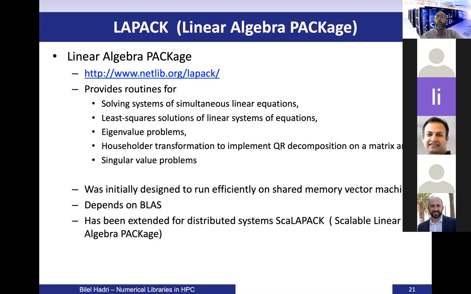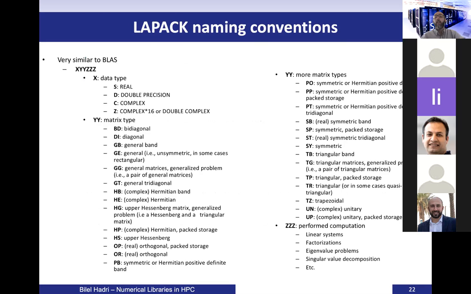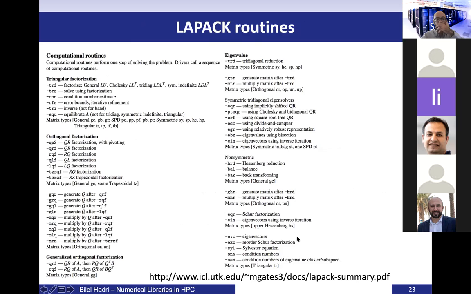They all depend on BLAS. Inside of linear algebra, they are going to call BLAS. Then you have the same nomenclature, the same convention: XYYZZZ. The first letter is for the data type, then the matrix type, and then what you are trying to solve: a linear system, factorization, or eigenvalues. Here I give the exhaustive list of what you can do, for example for those of you who are doing Cholesky, I know many of you, or QR.